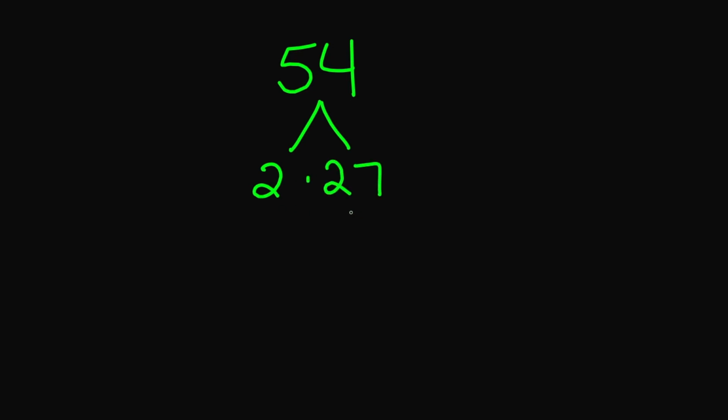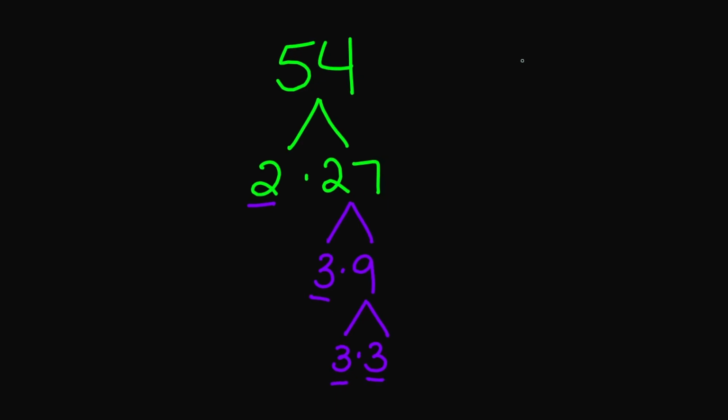My 27 can be factored into 3 times 9. And then my 9 can be factored into 3 times 3. All right. I am now left with prime numbers. So my prime power factorization is going to be 2 times 3 to the third power. This is your final answer.